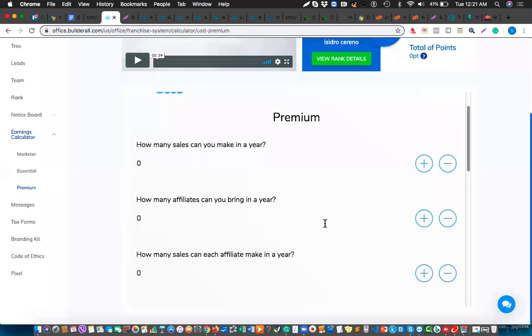So I repeat, my instructions to you are you just have to focus on bringing 10 sales in Builderall in the whole year. How many sales? 10. Just 10 sales in the whole year 2020. So what if you can make more than 10? No, you just have to make 10. Why? I'm going to explain why.